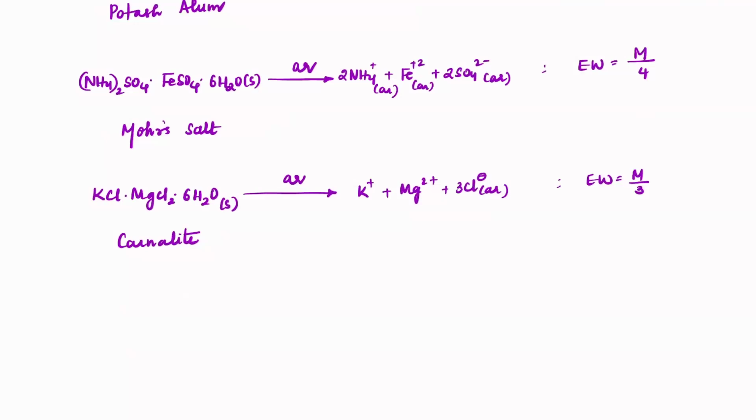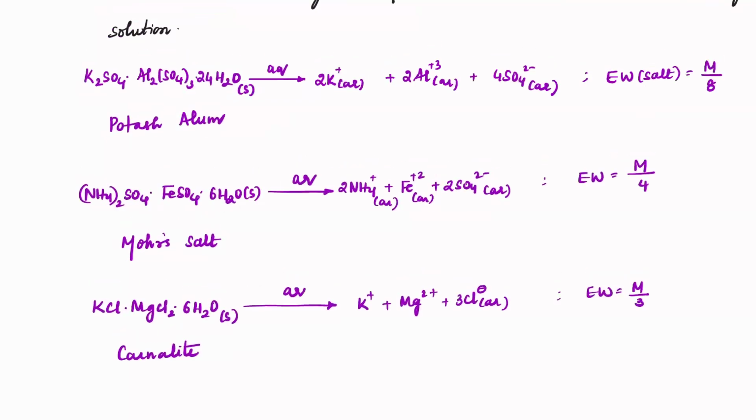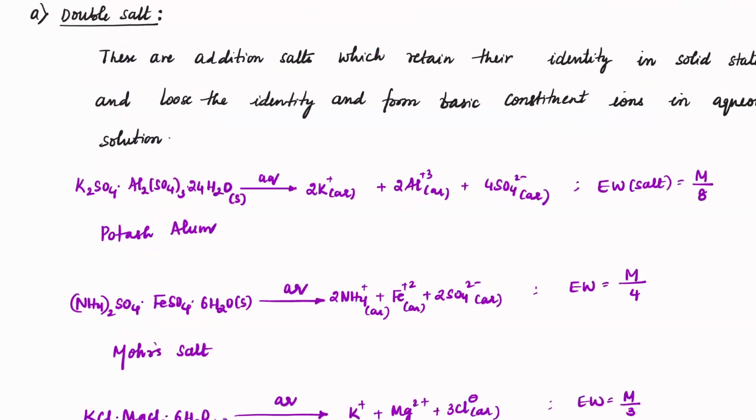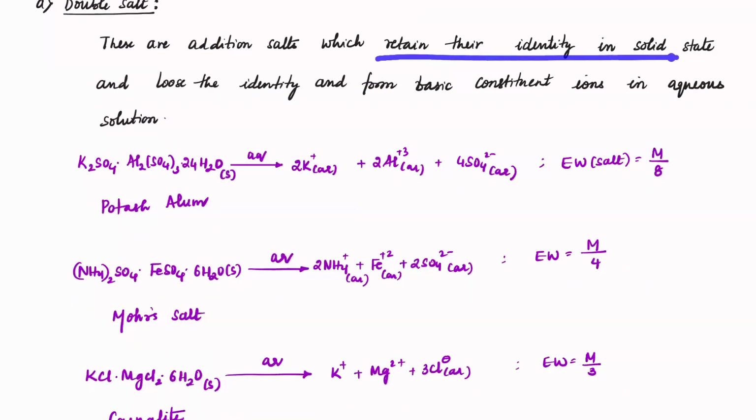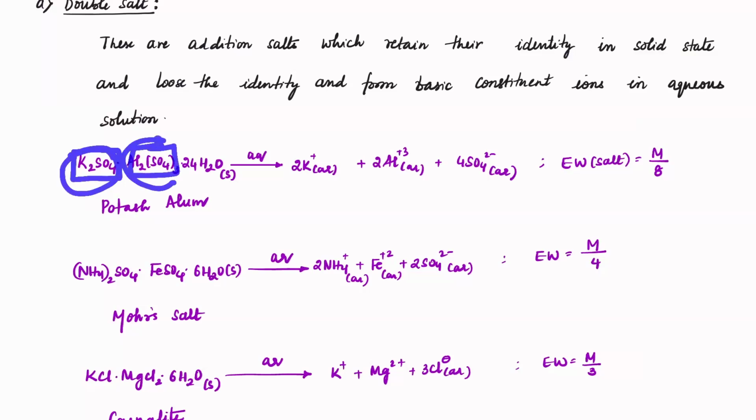Now, when it comes to double salt, the definition suggests that it would be retaining its identity in solid state. That means in solid state, we can separate these two and see there are two different salts, K2SO4 and Al2(SO4)3. But the minute you put it in aqueous solution, they all will dissociate into ions. Got it?